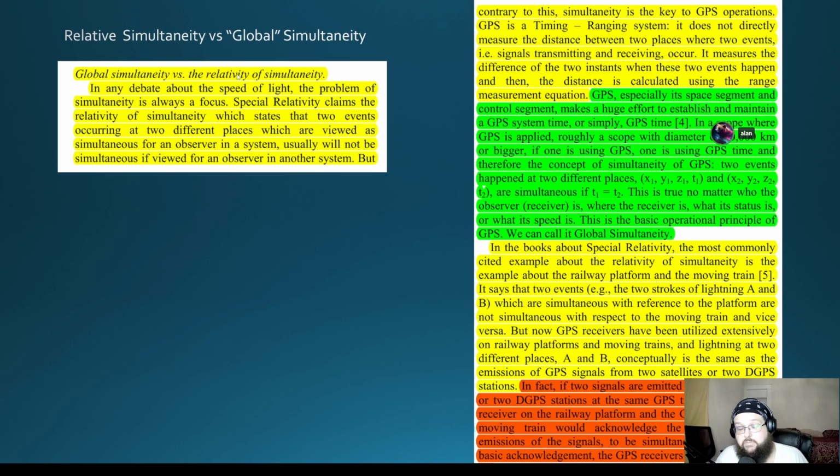Any questions before we move on to relative simultaneity versus global simultaneity?